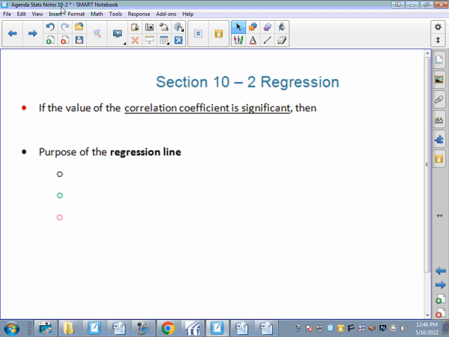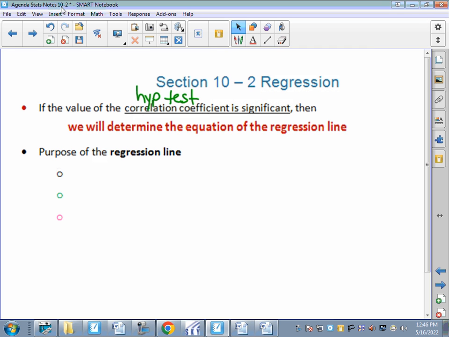It's called regression, or perhaps you've heard of lines of regression. So if we're proceeding through chapter 10 and we have found that the value of our correlation coefficient is significant, so remember we did a hypothesis test using our r method, compare it with our critical value from table I. We rejected H sub 0, that rho is equal to 0, so we think that there is a significant relationship between the variables. Then we can determine the equation of the line of regression.